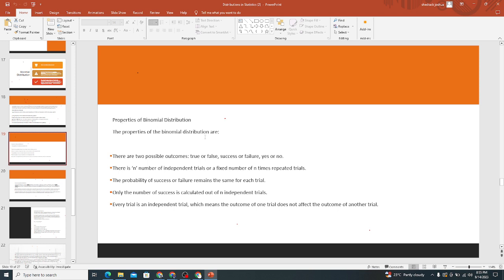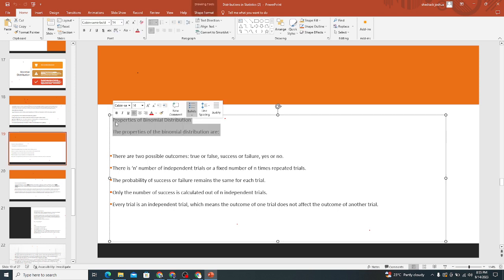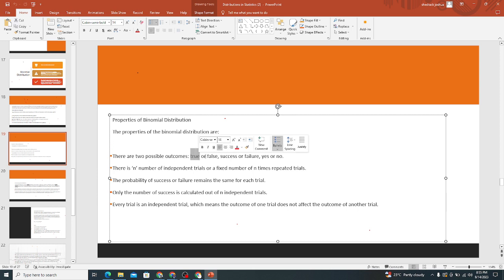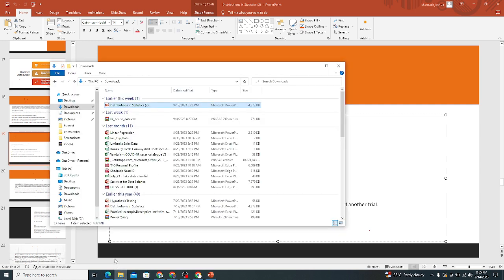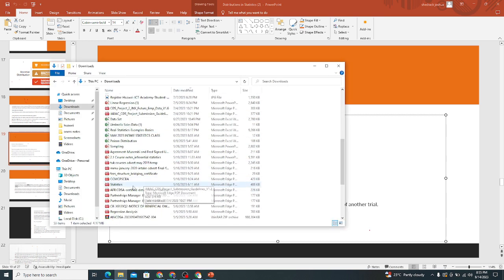All right, let's now go to the probabilities of binomial distribution. There are two possible outcomes in this case. It's either true or false, success or failure, yes or no. Only two possible outcomes. We also have n independent trials, or a fixed number of repeated trials. In this case, n is always the number of trials.